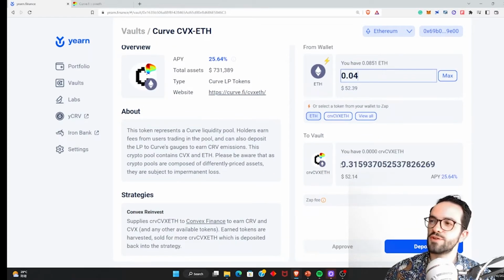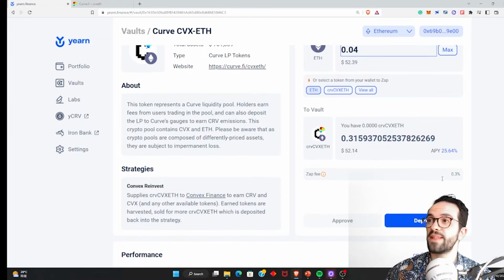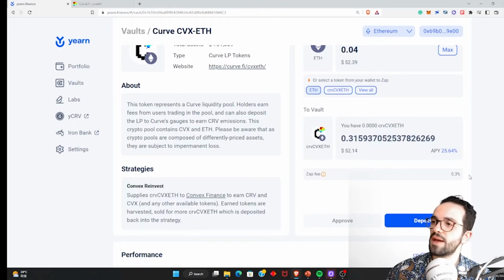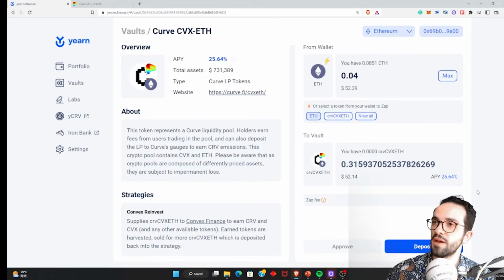All right, and this is going to give me 0.3159 Curve CVX ETH tokens with an APY of 25.64%. Not bad at all. And to do this swap, I will pay Yearn a fee of 0.3%.